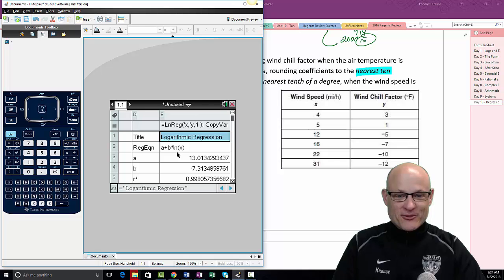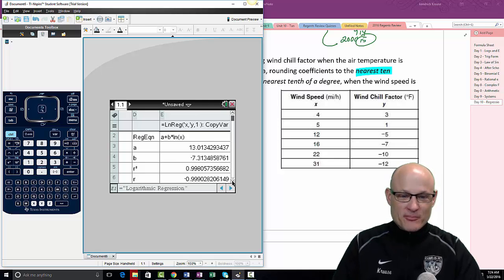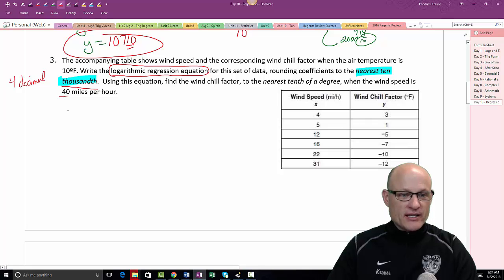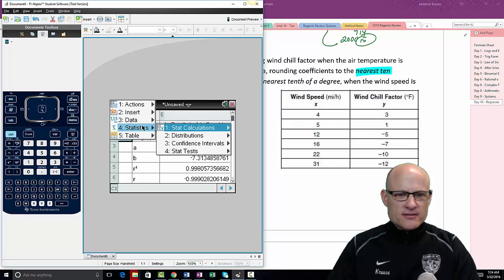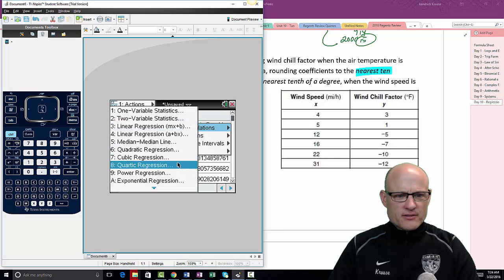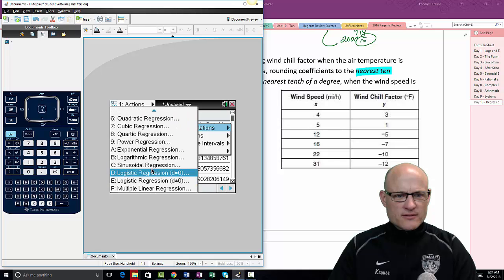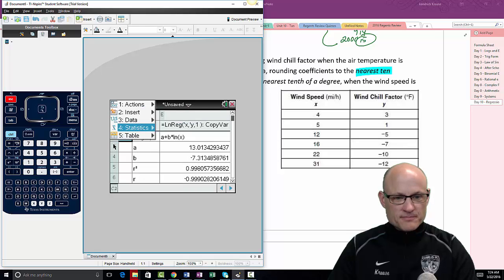Looks like we're using natural logs for some reason. All right, so A plus B times the natural log. Okay, that's better. So we need A and B. So it's Y equals... Yeah, we're right. We're good. All right. Escape. All right.